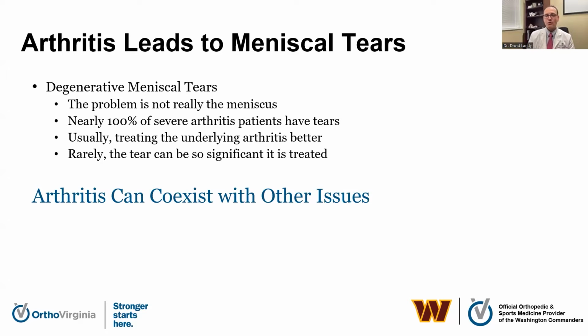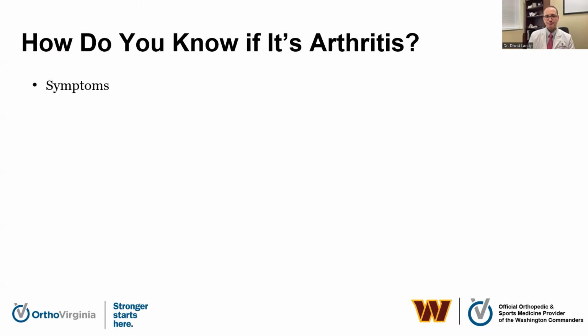Also important to note, arthritis can coexist with other issues, right? Just because you have knee osteoarthritis doesn't mean that you can't also have a tendonitis around the knee or patellofemoral syndrome, and they tend to coexist pretty frequently. So how do you know if your pain is arthritis? Well, symptoms, right? Where specifically are the symptoms in your knee? Are they along the joint line, or is it along a tendon?